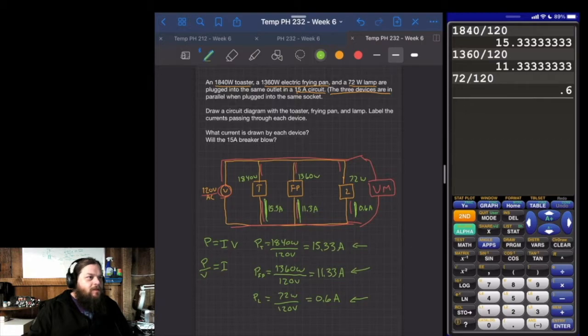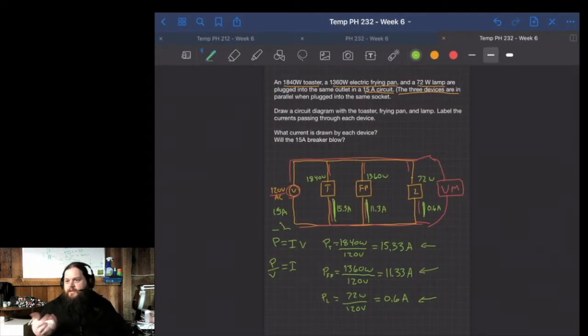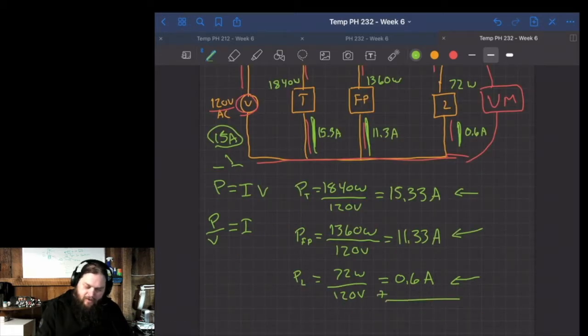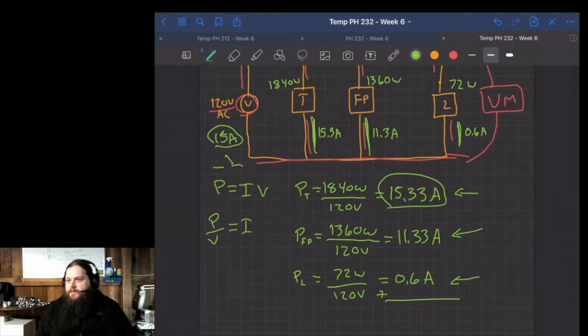Now they also want us to ask, will that 15 amp breaker blow? Because if more than 15 amps is drawn through that circuit, the circuit breaker is going to blow. It does that to protect the circuit, because too much current going through could cause a fire or other things like that. In this case, we want to see, is there more than 15 amps? We can find that by adding up all of these values, but we can already see based off of the toaster, which is 15.3 amps, that it's going to be more than that.